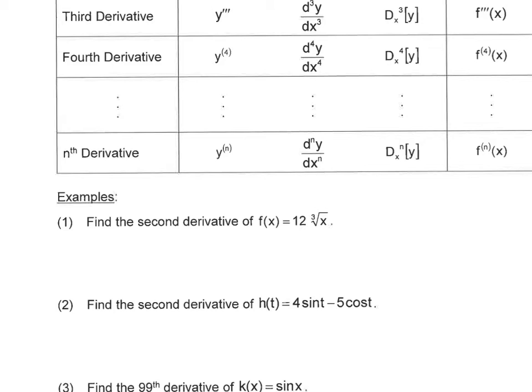Cool. So anyway, the questions here are pretty straightforward. If it's just mechanically finding a derivative and finding a second derivative, it's just okay, I got f of x. I'd rewrite it as 12x to the 1/3 power. Then I would take the derivative of that, which would be f prime of x.